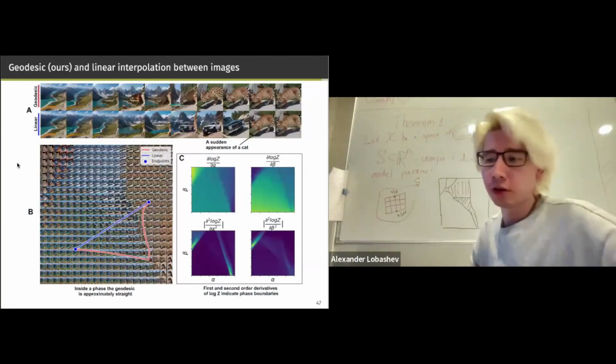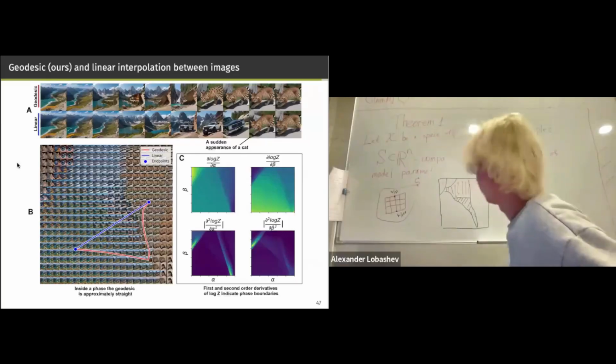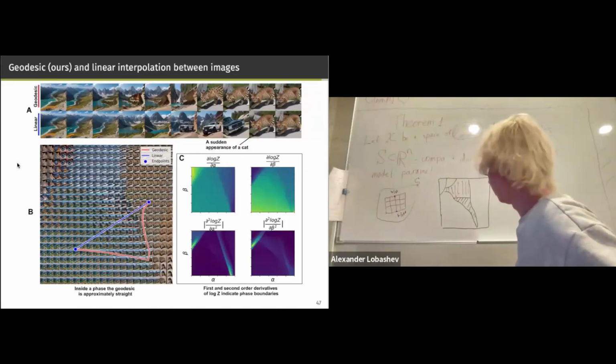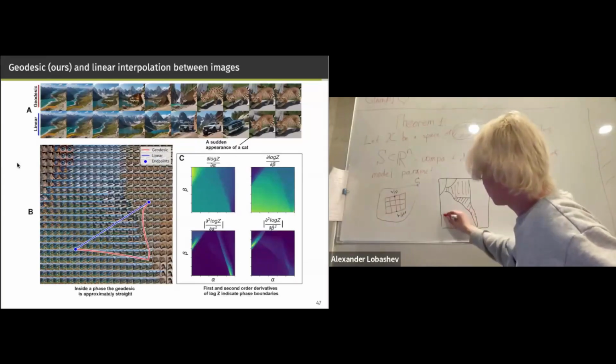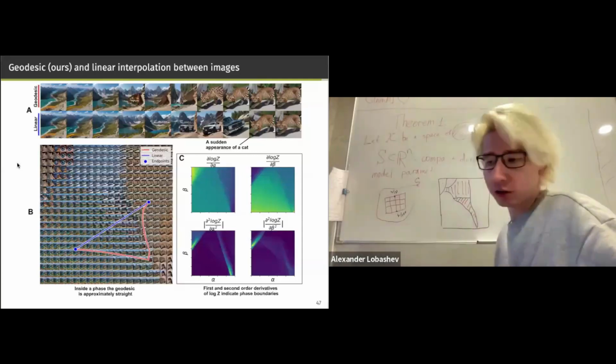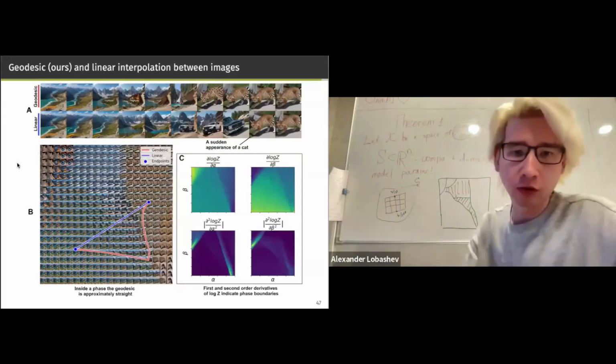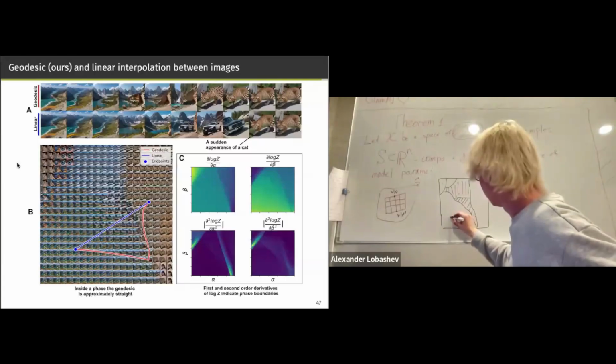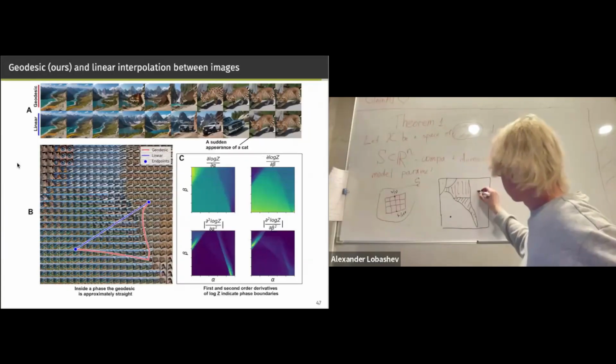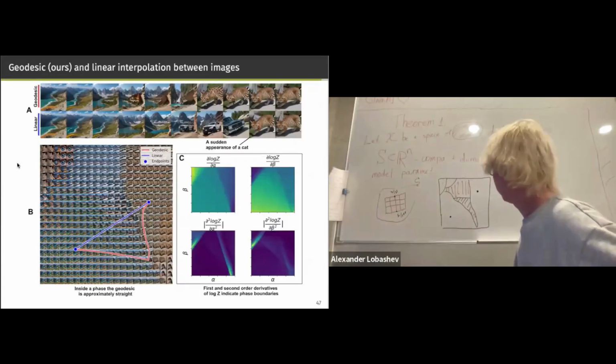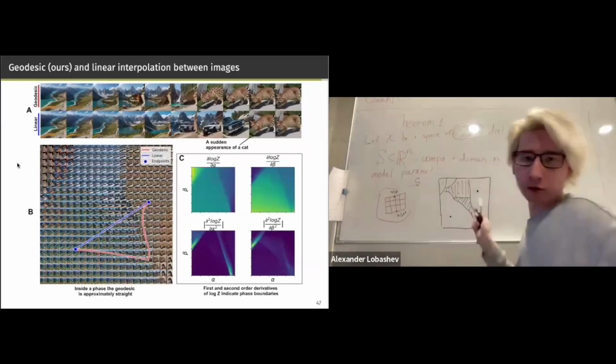And what is interesting is that the generated images have geodesics which are linear inside a single phase. So here you have 2 points in this phase, and in the space of tiger/cat.